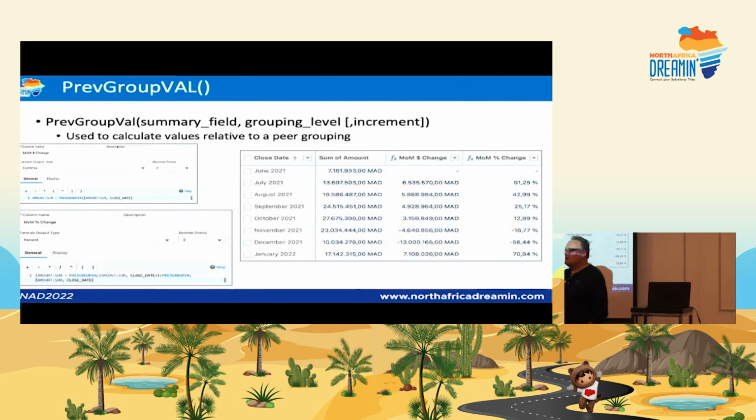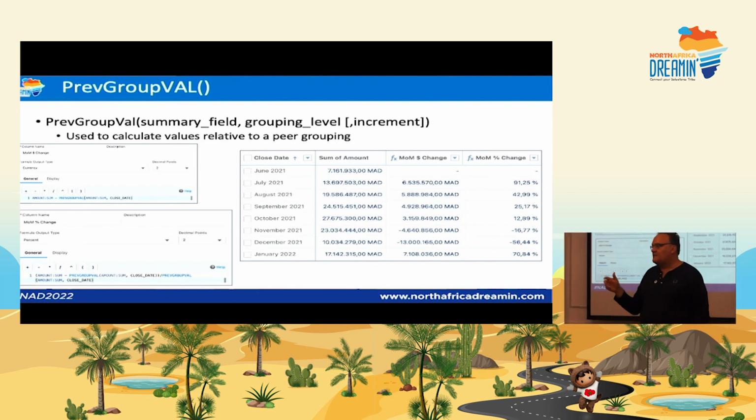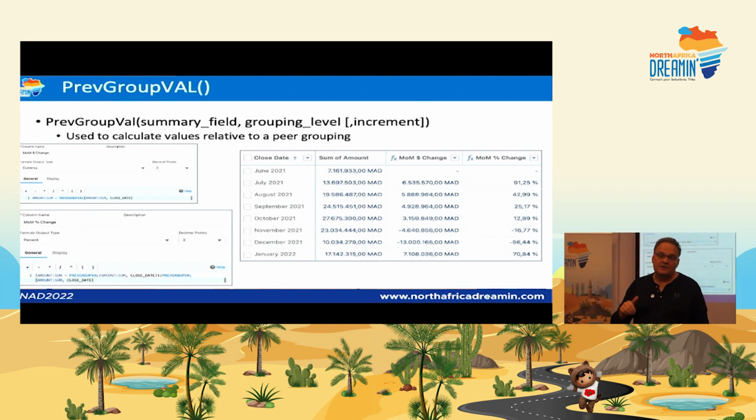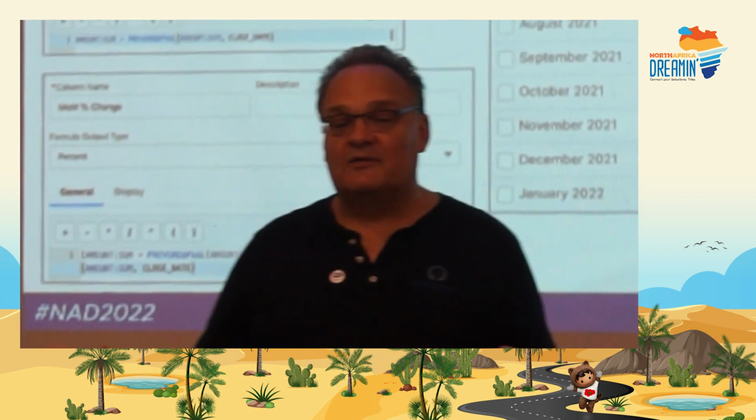So there are two very powerful functions that a lot of people avoid when writing formulas in Salesforce: PREVGROUPVAL and PARENTGROUPVAL. So these are available when you write a summary formula, and they're super powerful.